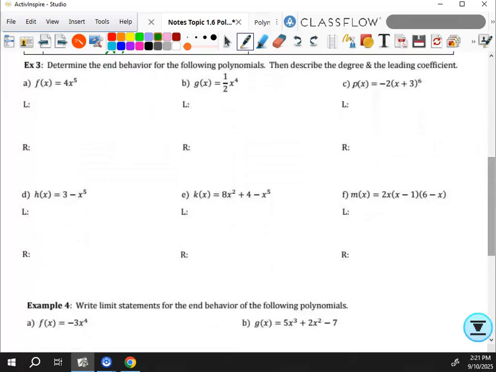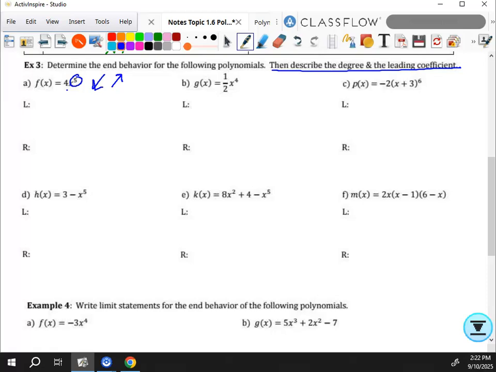So let's look here. It says determine the end behavior for the following polynomials. Describe the degree of the leading coefficient. We're going to do this part with our arrows. We're not going to write it out. So if I look at this and I want to figure out the right side first, is the right side going to infinity or negative infinity? Infinity, because that's a positive leading coefficient. Is the left side, which way is it going? Negative infinity, because the degree is odd, so it is opposite. Okay, that makes sense? You see how to get that from an equation? Yep. Now that we have the arrows, we don't need the equation anymore.